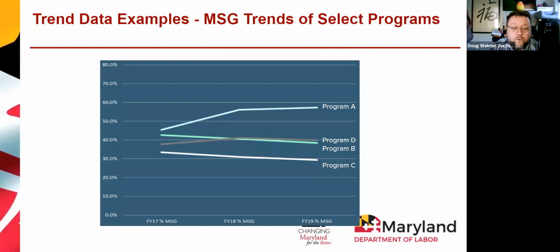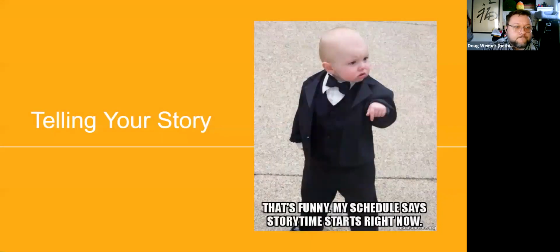Comparing different programs at the state level, this is something that we do a lot, is compare over time one program's measurable skill gain to another to see which programs are trending in a positive direction, which ones are trending in a negative direction, so we know how to support those programs. Next step, tell your story, right? You got to tell your story.